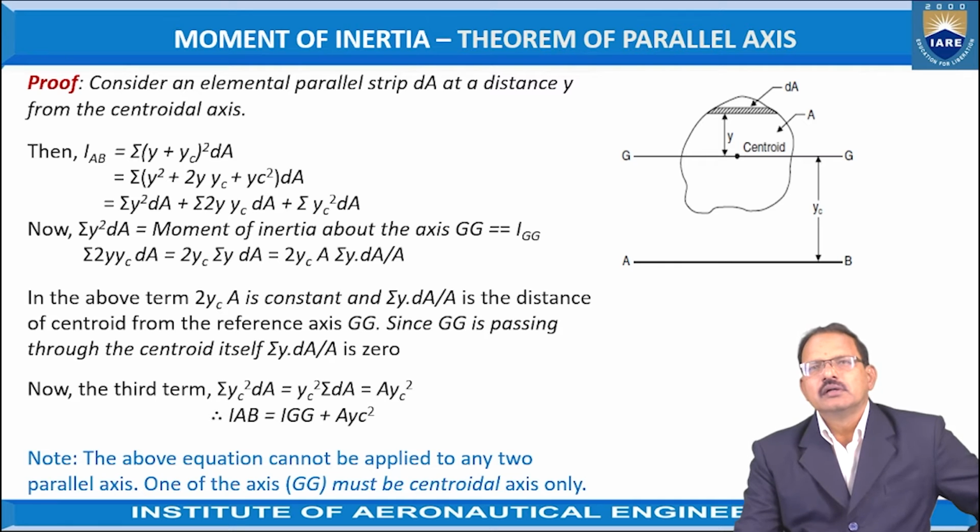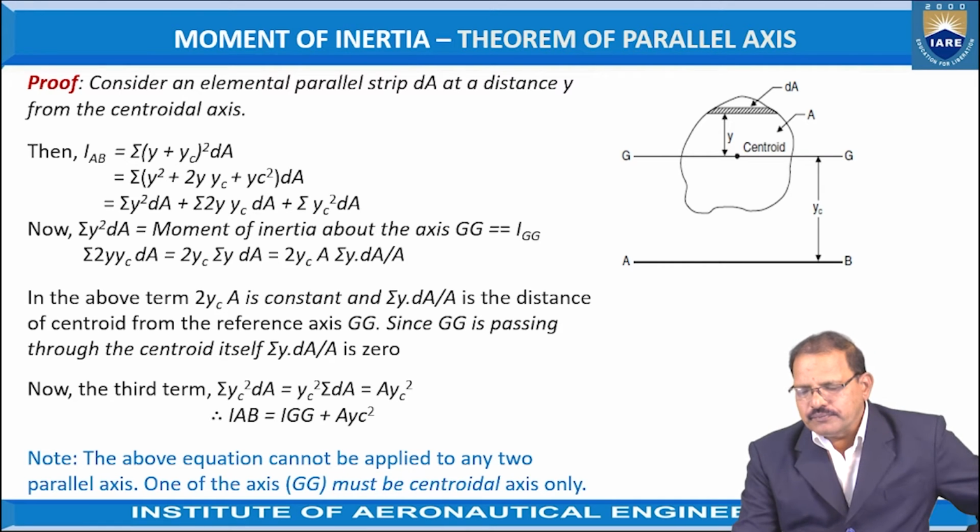Now the proof. Consider an element which is at a distance of y from the central axis as shown in the figure. Let dA be the area of the strip. Now the moment of inertia of this strip about the line AB is given by area multiplied by the square of the distance. Area is equal to dA, and distance is equal to yc plus y, whole square.